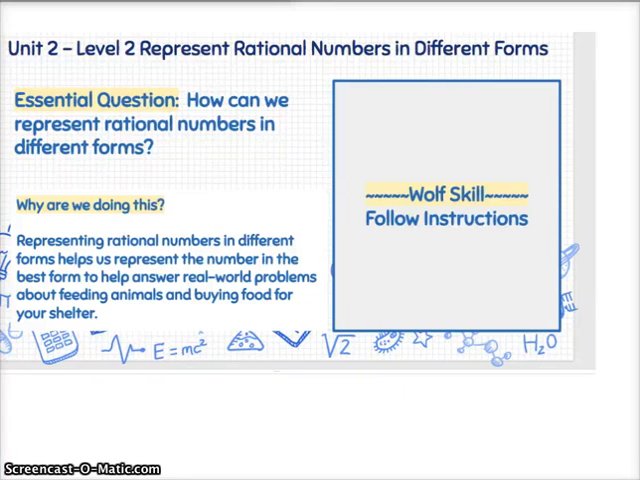Unit 2, Level 2, Representing Rational Numbers in Different Forms. In this level, we are answering the essential question, how can we represent rational numbers in different forms? We're doing this because representing rational numbers in different forms helps us represent the number in the best form to answer real-world problems about feeding animals and buying food for your shelter.